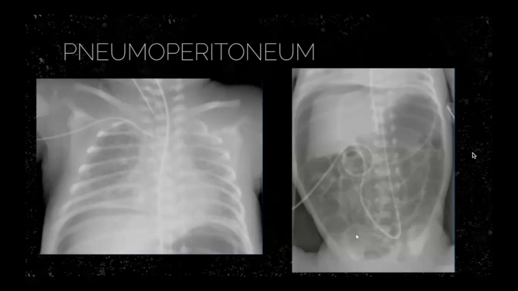And in this case, indeed, what we see is quite a massive pneumoperitoneum. There's a falciform ligament sign, and there is also a Rigler sign here. I think this is a case of jejunal atresia, perforated jejunum.